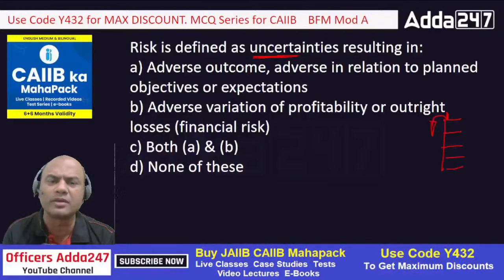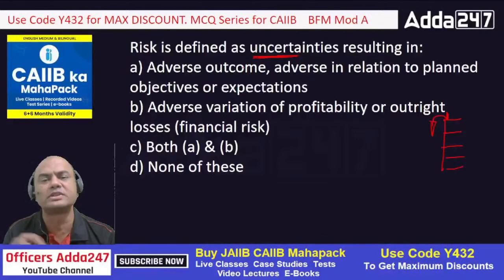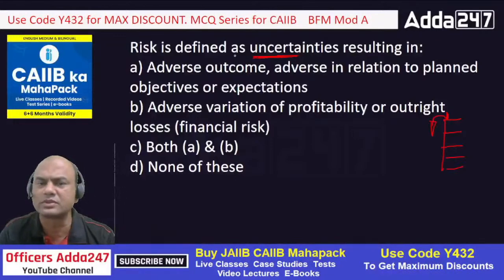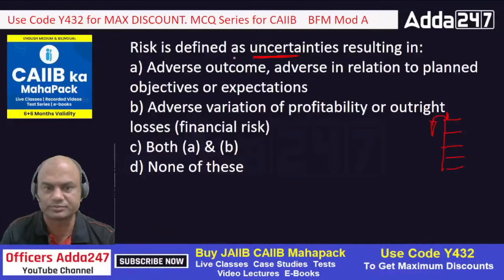In 2022 there was no growth in the stock market. So those who had invested at the beginning of 2022 didn't get any major returns in 2022. So that's an adverse outcome: adverse variation of profitability or outright losses. Variation of profitability is also an important part.